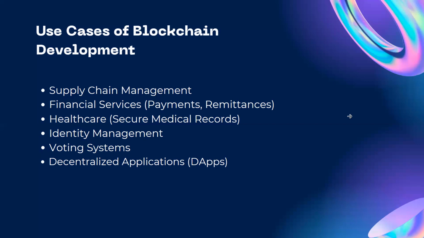And then you have identity management. We have a lot of issues with identity management. With blockchain security and showing who is who, it can actually help curb that issue of identity management. And then you have something called the voting system.